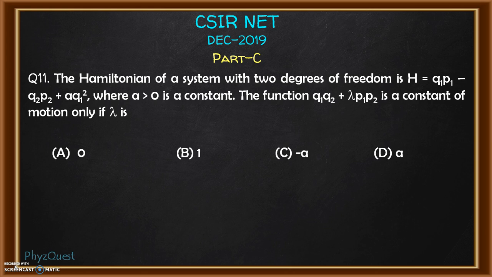The question is, the Hamiltonian of a system with 2 degrees of freedom is given as H = q1 p1 - q2 p2 + a q1 squared, where a > 0 is a constant. The function q1 q2 + lambda p1 p2 is a constant of motion only if lambda is... 4 options are given and we need to choose the correct value of lambda here.